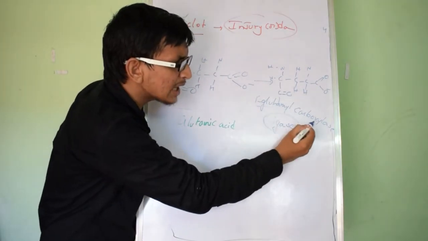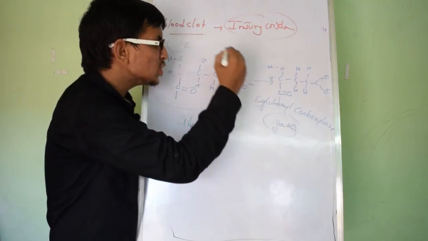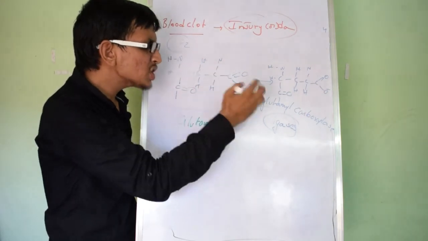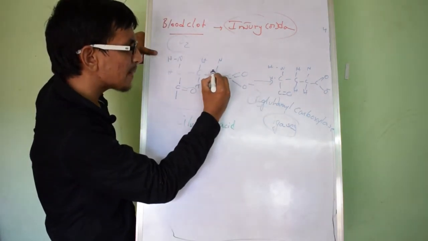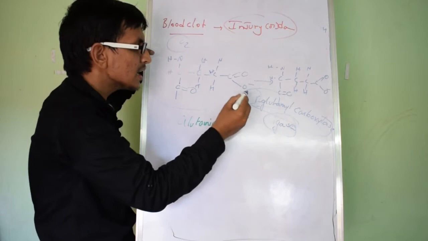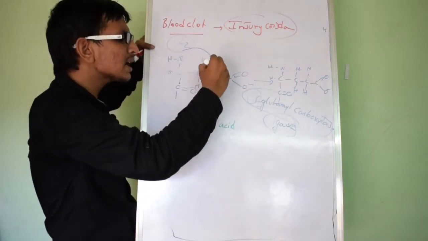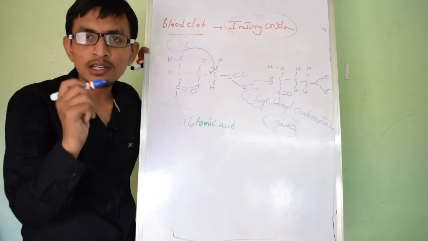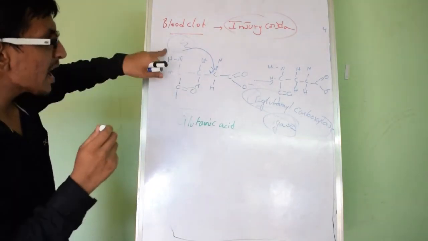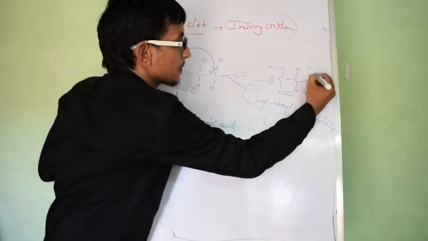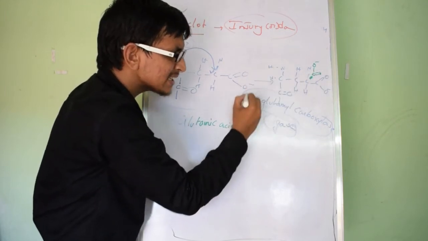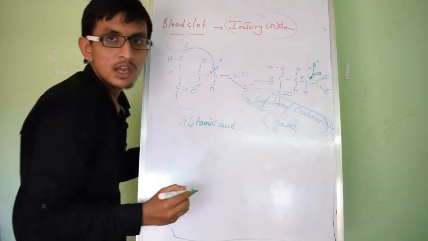So what it will do is, this gamma glutamyl carboxylase, which is a ligase, uses this carbon dioxide and ligates this carbon dioxide molecule at the gamma position. Here we have the gamma position, and this enzyme ligates the carbon dioxide molecule at the gamma position. By doing so, it carboxylates the glutamic acid residue. So let's apply this carbon dioxide molecule here. This is the carbon dioxide molecule which is ligated by gamma glutamyl carboxylase at the gamma position.